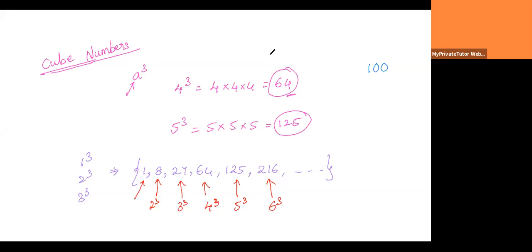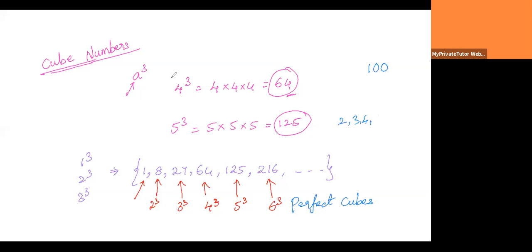So these are nothing but perfect cubes. I will repeat the name, perfect cubes, which means we'll get a perfect number. That's why it is called a perfect cube. Other than these numbers means anything: 2, 3, 4, 5, 6. Other than 1, 8, 27, 64, these numbers are not perfect cubes.